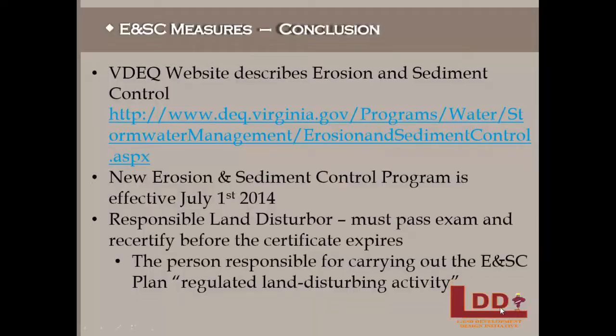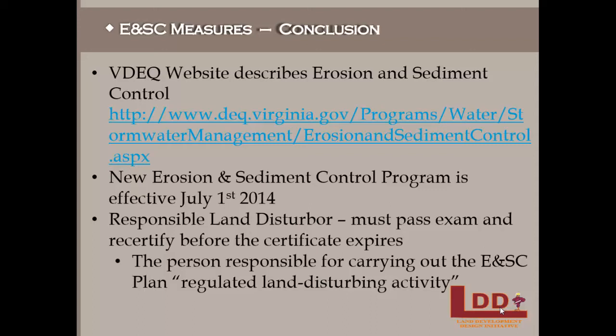The aforementioned practices are only a small subset of the available erosion and sediment control measures. However, they are certainly the most common. For more information, please visit the Virginia Department of Environmental Quality website, which further describes erosion and sediment control. At this website, you will see that the new erosion and sediment control program is effective as of July 1st.